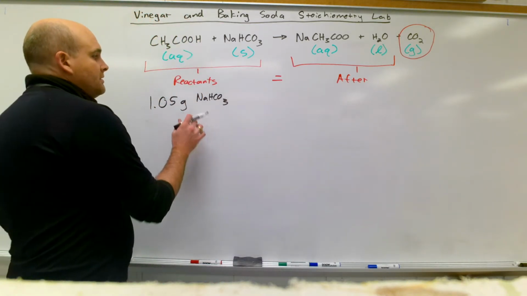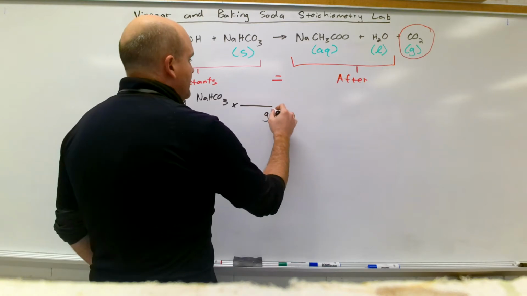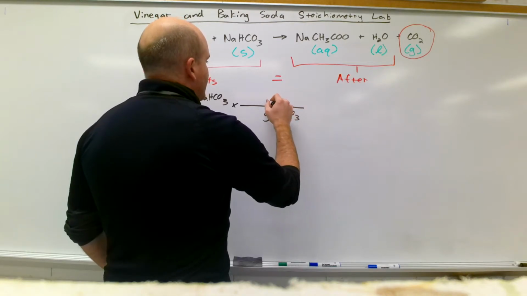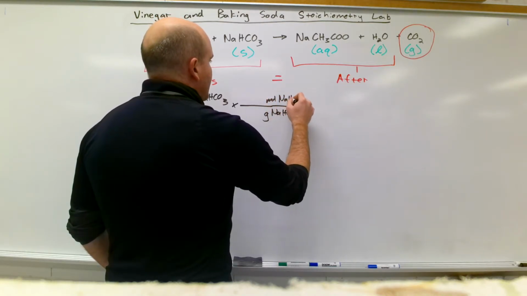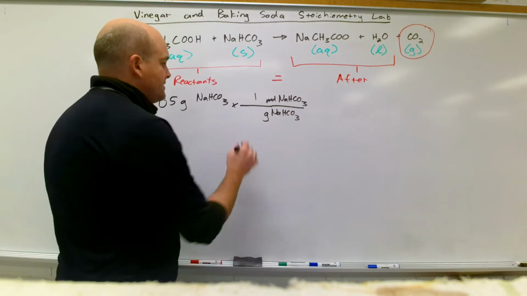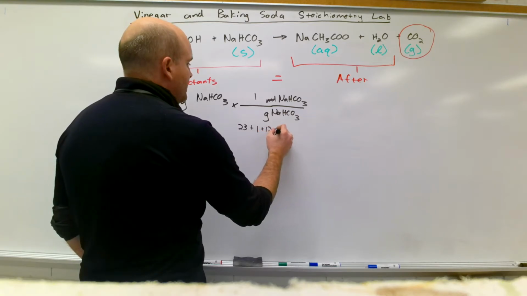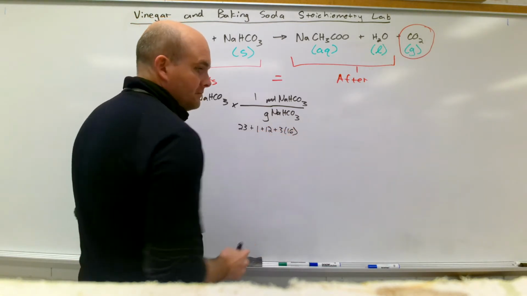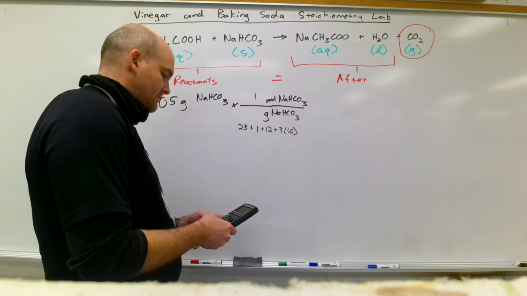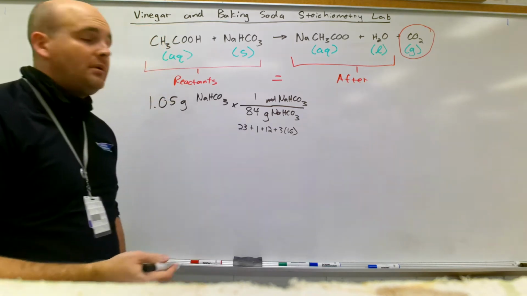So, we start here, and we're going to multiply, and we're going to convert grams of NaHCO3 into moles of NaHCO3. We need to find the molar mass of that. So that's going to be 23, the molar mass for sodium, plus 1 plus 12 plus 3 times 16. That's going to be 84. 84 grams in one mole.